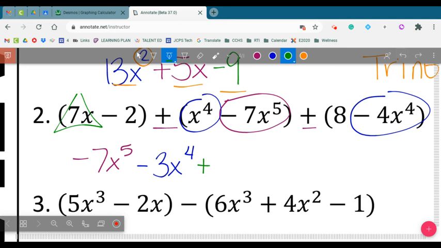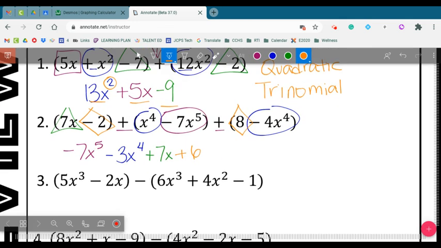Ooh, that looks bad. And then we have a negative 2 and a positive 8, and that's going to give us a positive 6. So classifying, biggest exponent is 5, so this is quintic. We have 1, 2, 3, 4 terms, so this is a polynomial.